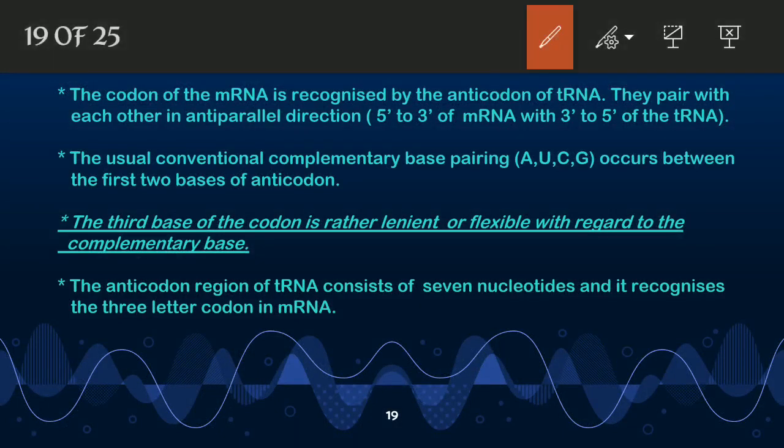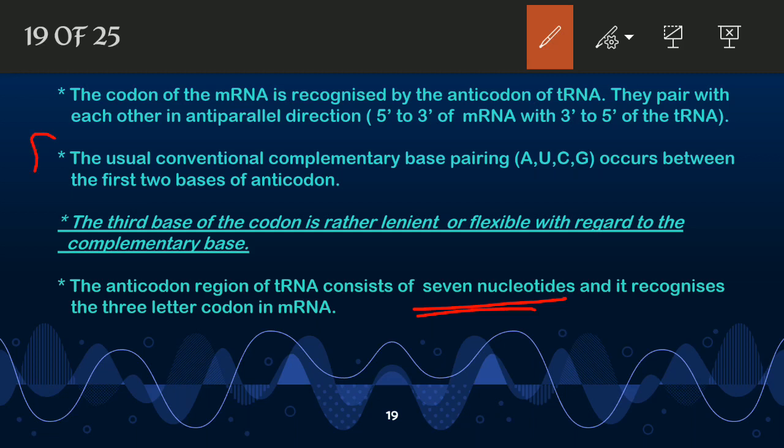Next is the codon-anticodon interaction. The codon of the mRNA is recognized by the anticodon of tRNA. They pair with each other in antiparallel direction, that is, 5' to 3' of the mRNA interacts with 3' to 5' of the tRNA. The usual conventional complementary base pairing of AUCG occurs between the first two bases of the codon. The third base of the codon is rather lenient or flexible with regard to the complementary base. The anticodon region of tRNA consists of 7 nucleotides and it recognizes a 3-letter codon in mRNA.